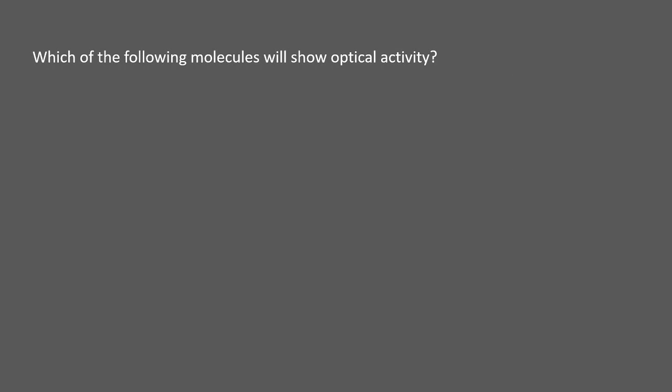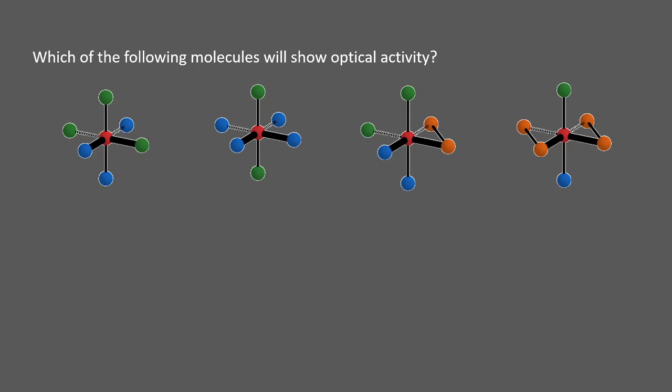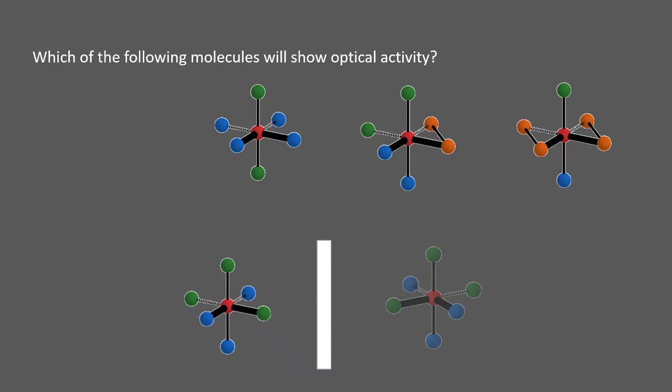So let's think about this question now. Which of the following molecules will show optical activity? You see, this is a question from the coordination compounds chapter, because these are octahedral complexes in a way. How do we check for their optical activity? So let's take the first molecule and let's take its mirror image. And you see that the green is reflected here, this is reflected here, this is reflected here, and so on.